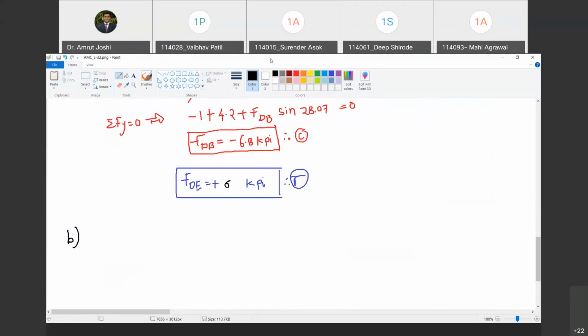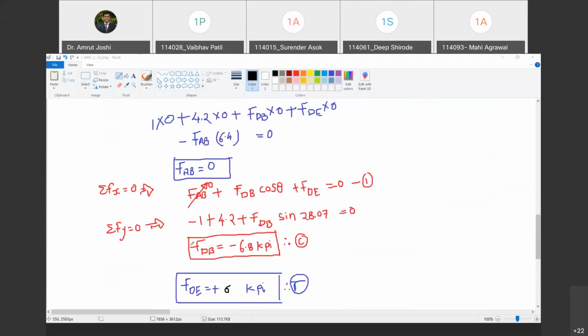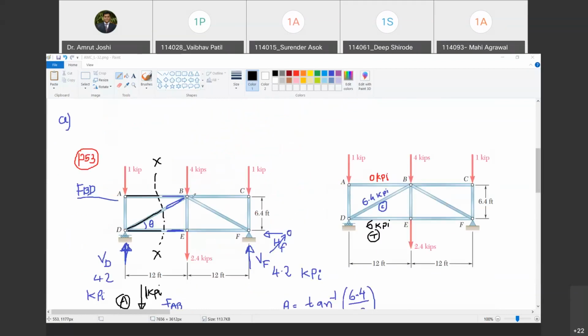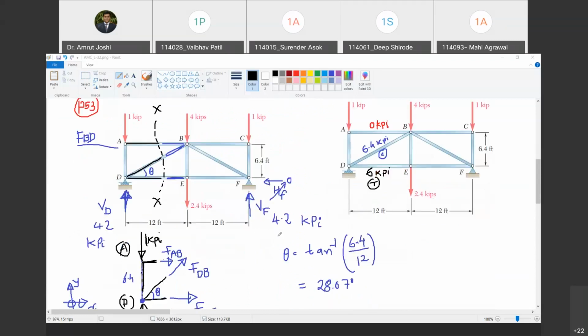So we are going to start afresh. If I look at joint D, how many unknowns do you have? Reactions we have already found. Even in method of sections, the first step is to apply equations of equilibrium to the entire body and find out the reactions. Are you with me? Yes, sir.